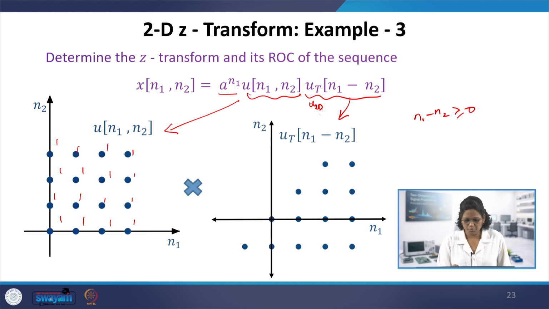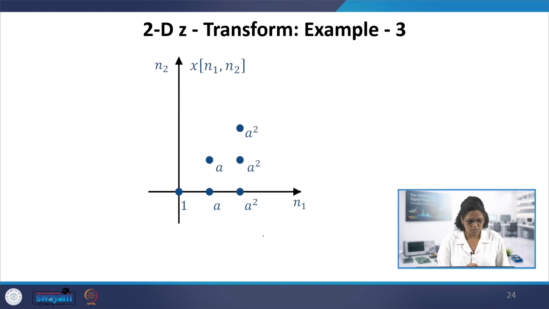So multiplying these two sequences will result in only this sequence, and this sequence is multiplied with a power n1. So varying a power n1, 1, 2, 3 and so on, we get a sequence which is starting from here. The ones which were here are not going to come into x of n1 comma n2 when we multiply them, because this doesn't have the value 1: a, a squared and so on. So this is the sequence we get for the example x of n1 comma n2.